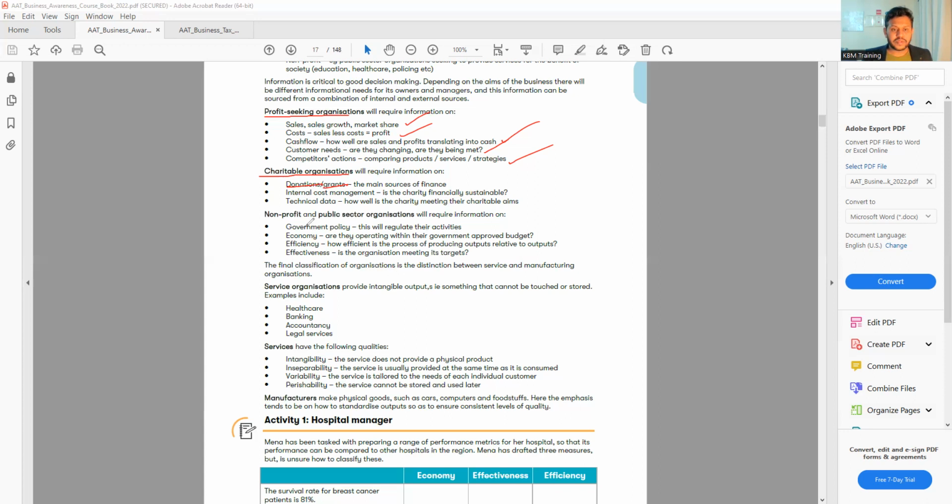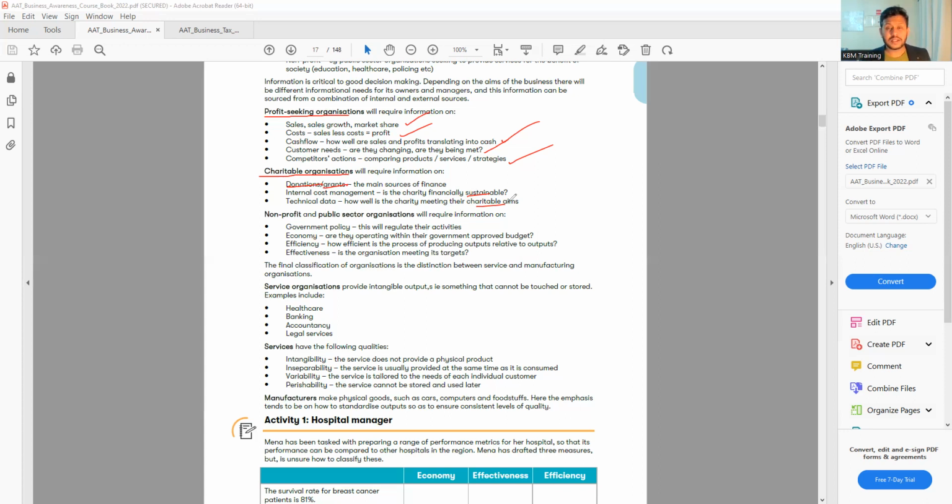And obviously internal cost management. So the charity must be financially sustainable, and there is technical data on how well the charity is meeting its charitable aim. So when you open a charity, you have to identify what the aim is and how you're going to collect the donations, how you're going to spend these donations, and how long you will be sustainable for.